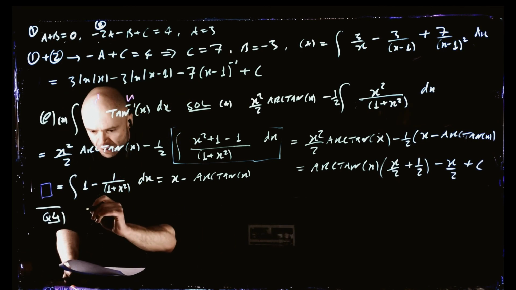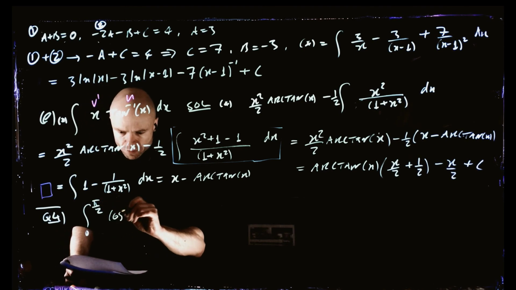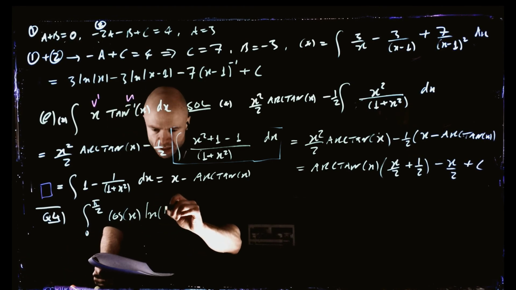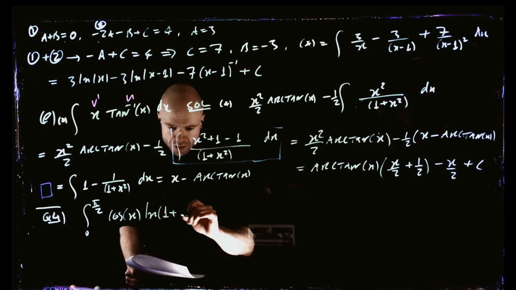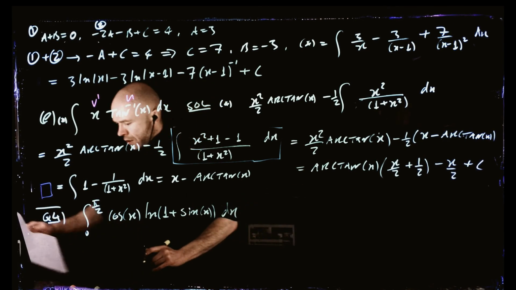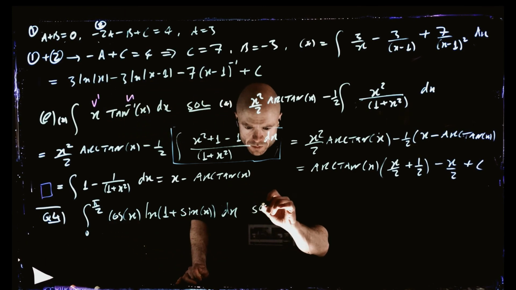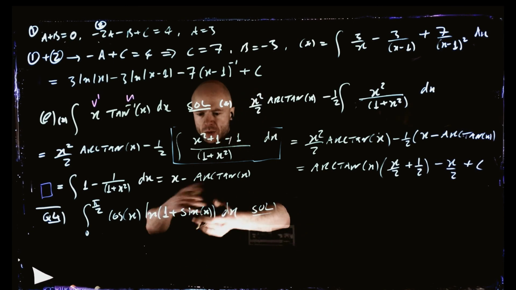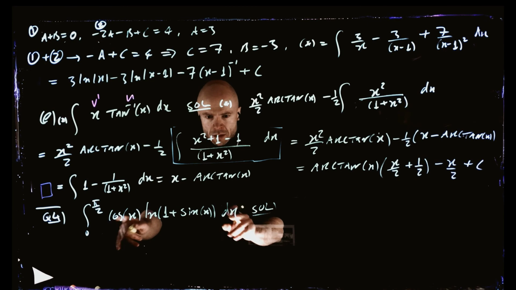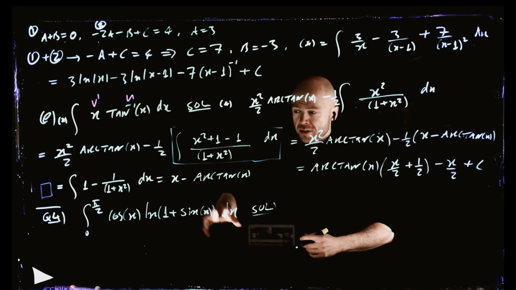Question 4. Let's do this. The integral from 0 to pi over 2 of cosine of x times log of 1 plus sine of x dx. Okay, so you should hopefully quite quickly think u-sub, because you see the sine and you see the cosine x dx. This is a natural first step to try and do this.